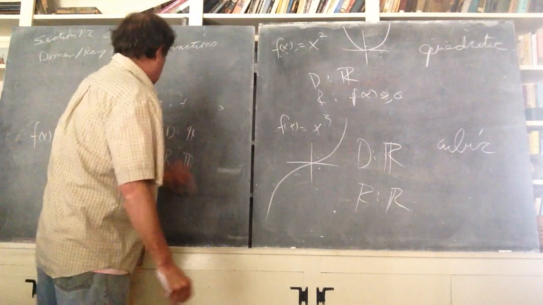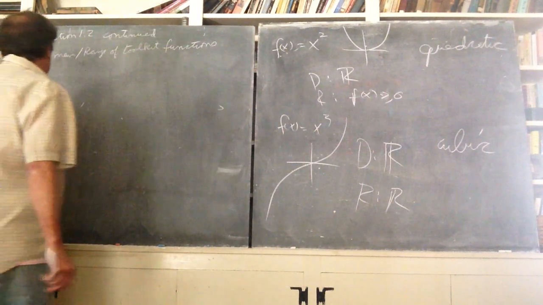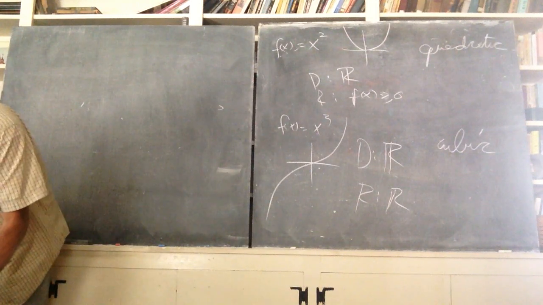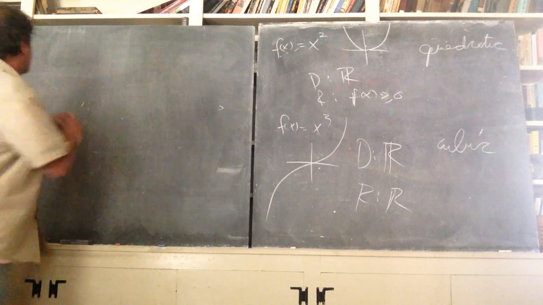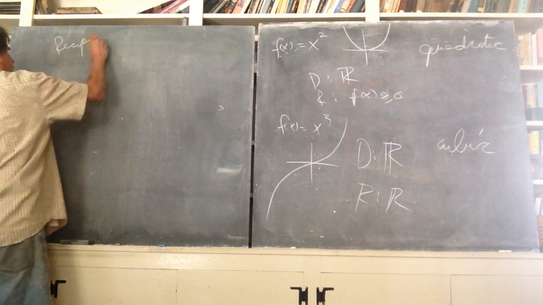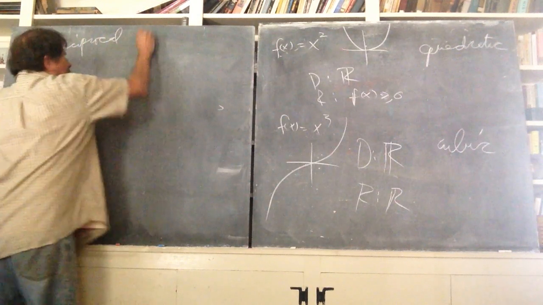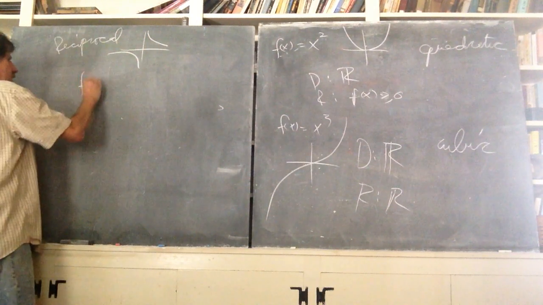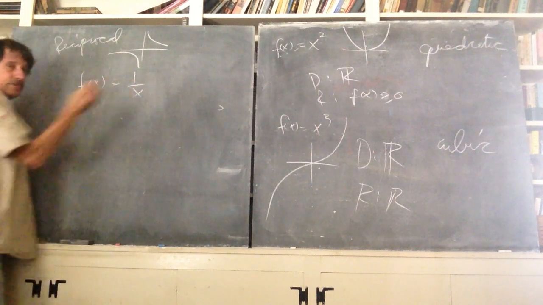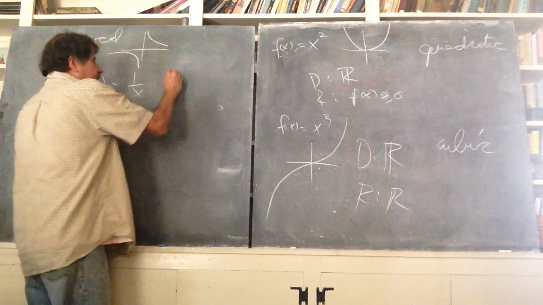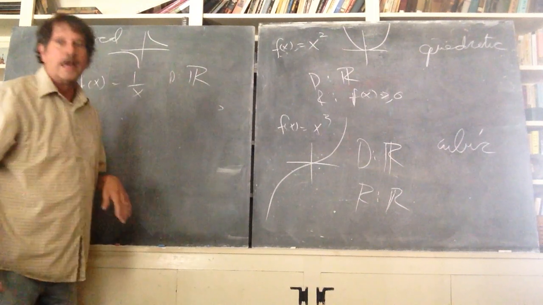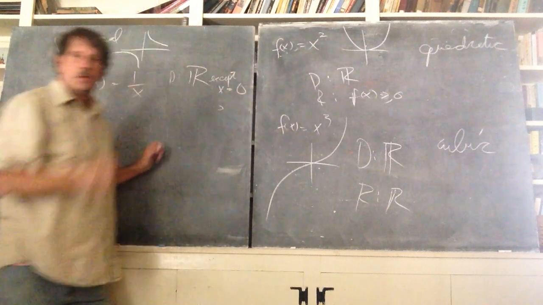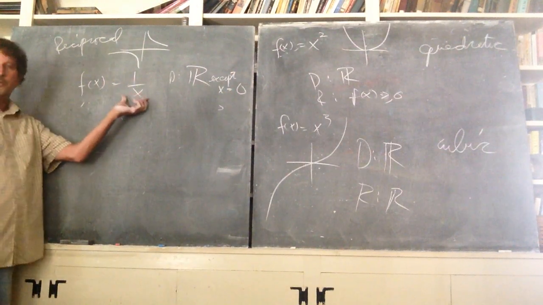Then we go to what is next? The reciprocal function. The reciprocal function looks like this. f of x equals 1 over x. That's the rule for it. The domain is all the reals except x equals 0. You cannot put a 0 in there. You can't divide by 0.